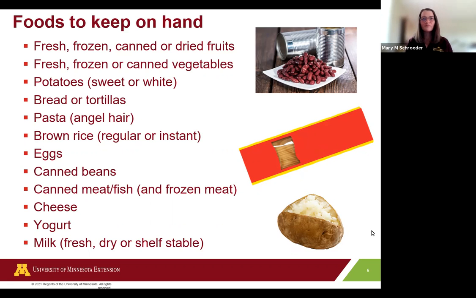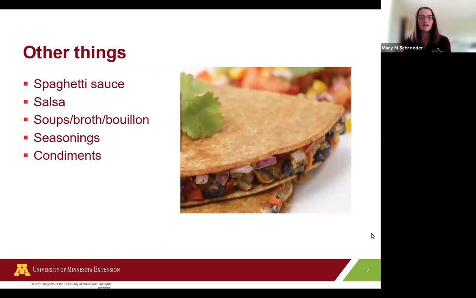So again, those are just some good staple things to keep on hand that you can make some quick meals out of. I like to call this the other things, or the things that you can add to those foods to jazz them up a little bit, to make it more of a meal. Spaghetti sauce, salsa, soups, broths and bouillons, seasoning and condiments. Just having a variety of those things on hand, you can do a lot of mixing and matching and really come up with some neat recipes that are quick and easy to prepare.